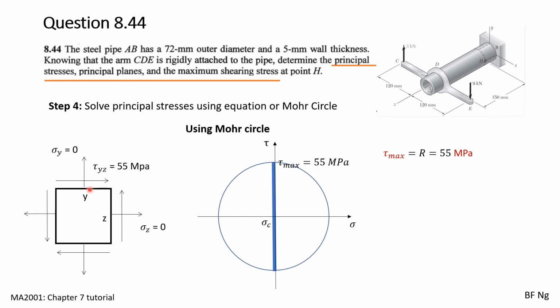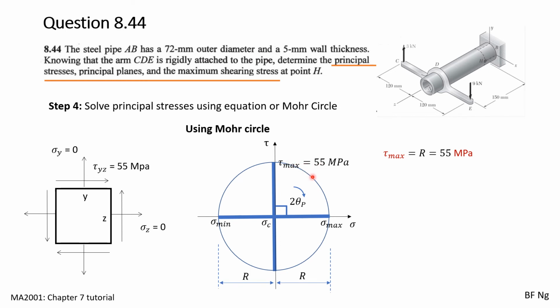For the y face here, the normal stress is 0, and the shear stress will rotate the element clockwise. As such, it will be here. So we draw a straight line to join up the 2 points, and then we draw the Mohr circle. From here, it's easy to see that tau max, the maximum shear stress, is just 55 megapascals.